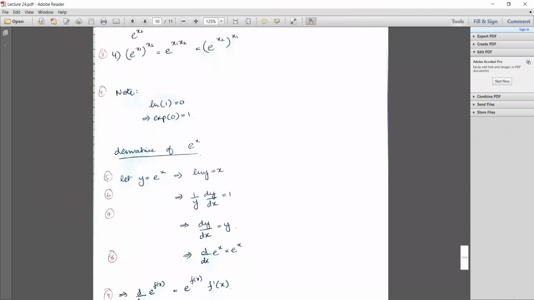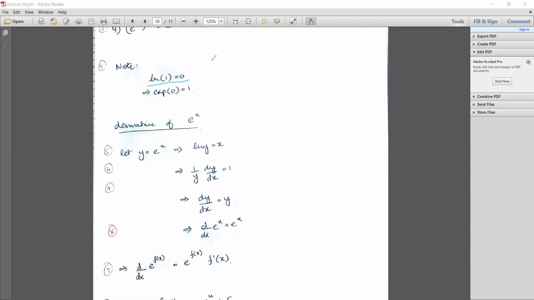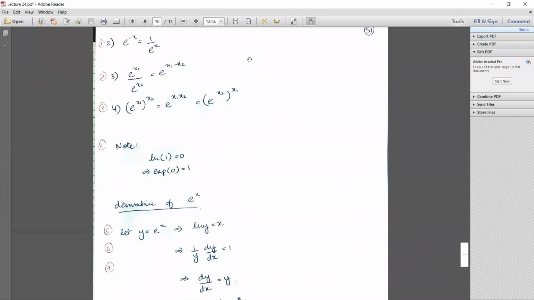All right, so just a reminder, natural log of 1 is 0, and so the exponential of 0, or e to the 0, is equal to 1. Which is in line with any non-zero number raised to power 0 being equal to 1, where a is not equal to 0. And since e is just a number, this makes sense. Sorry, yes, Rafi, this is the last law here.